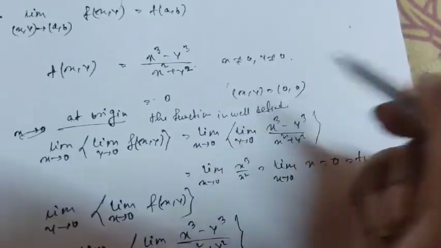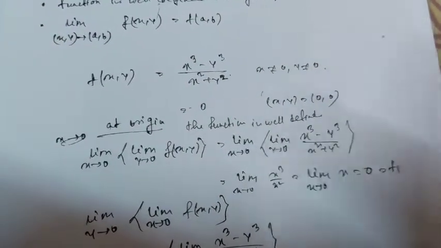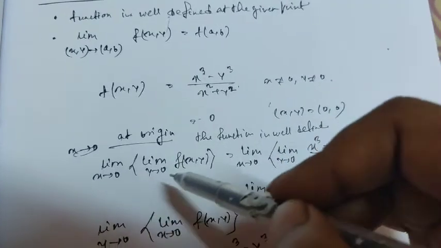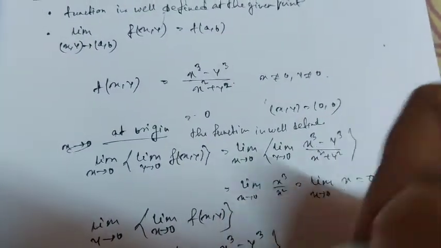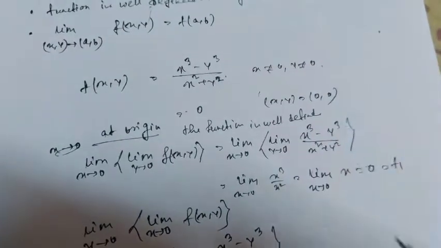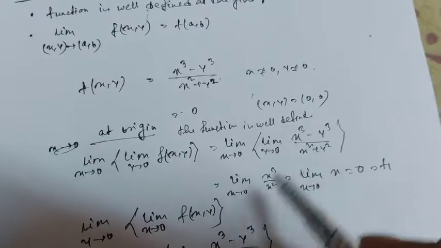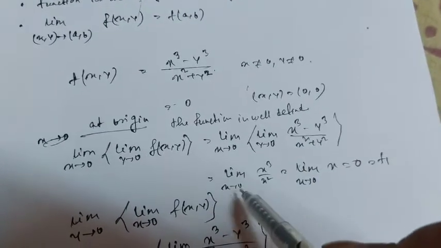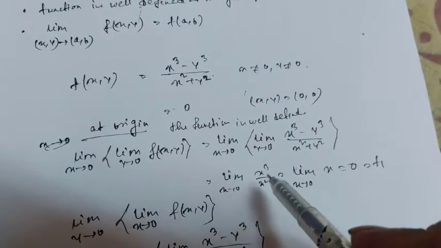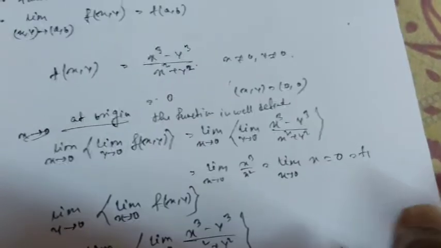Now we have to check whether the limit exists or not. As in the previous video, we discussed how to check the limit. First we find the limit as x tends to 0 of the limit as y tends to 0 of f(x, y). The function is (x^3 - y^3)/(x^2 + y^2). If we put y tends to 0, we get the limit as x tends to 0 of x^3/x^2, and from here, if we calculate, we get f1 = 0. This is a very simple calculation.